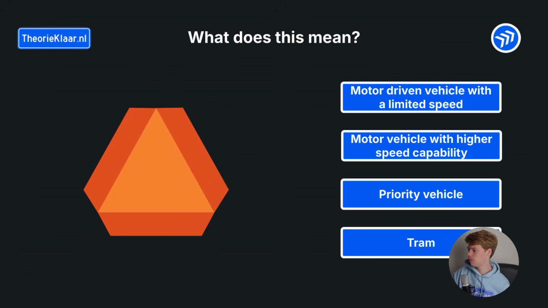What does this mean? Does this sign mean a motor-driven vehicle with a limited speed? A motor vehicle with higher speed capability? Is this a priority vehicle or a tram? Well, if you see this sign on a vehicle, it means it's a motor-driven vehicle with a limited speed. So for example, a tractor.